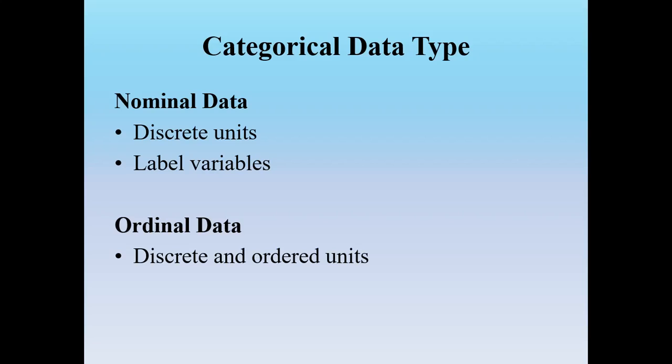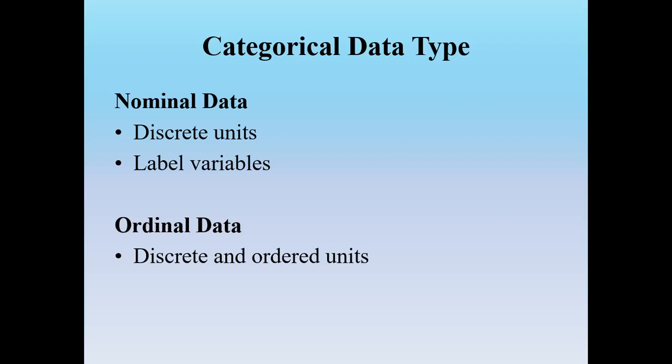Then the second one is nominal data. Nominal data represents discrete units and is used to label variables that have no quantitative value. Note that nominal data has no order. Therefore, if you change the order of its values, the meaning will not change. That is about nominal data.